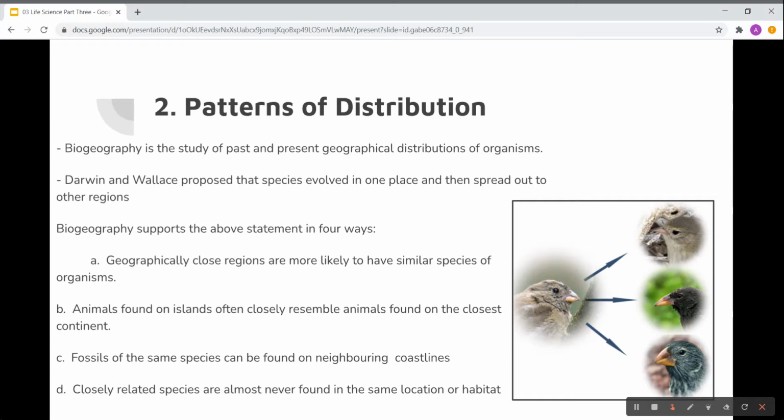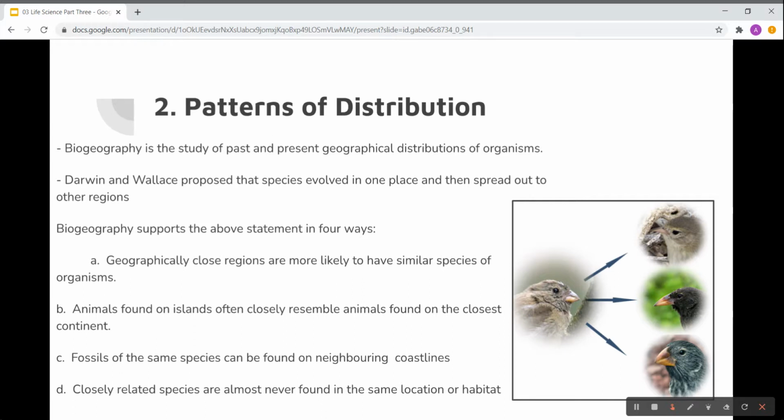Geographically close regions are more likely to have similar species of organisms, which would make sense. Animals found on islands often closely resemble animals found on the closest continent, which is evidence for Pangea because the animals came from the big landmass, and then the landmass separated.